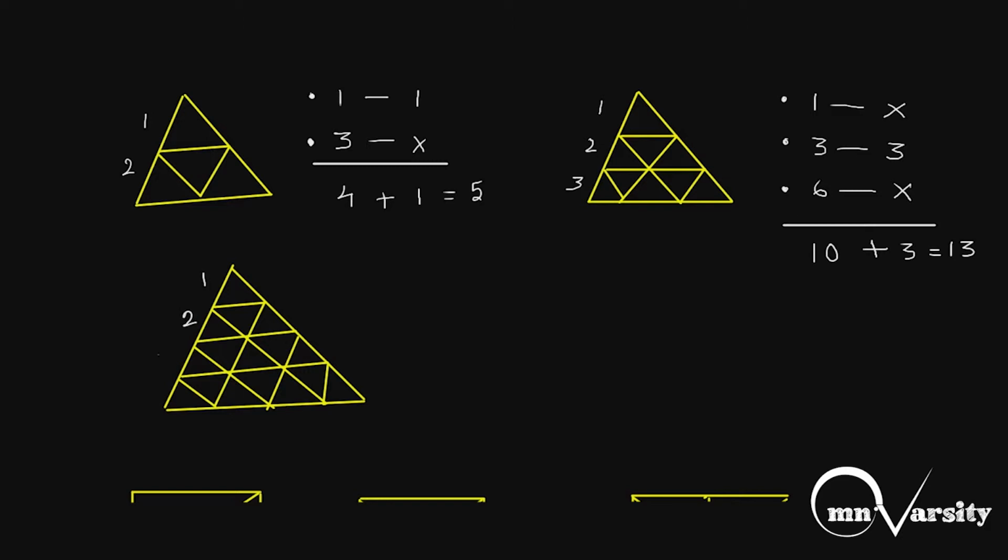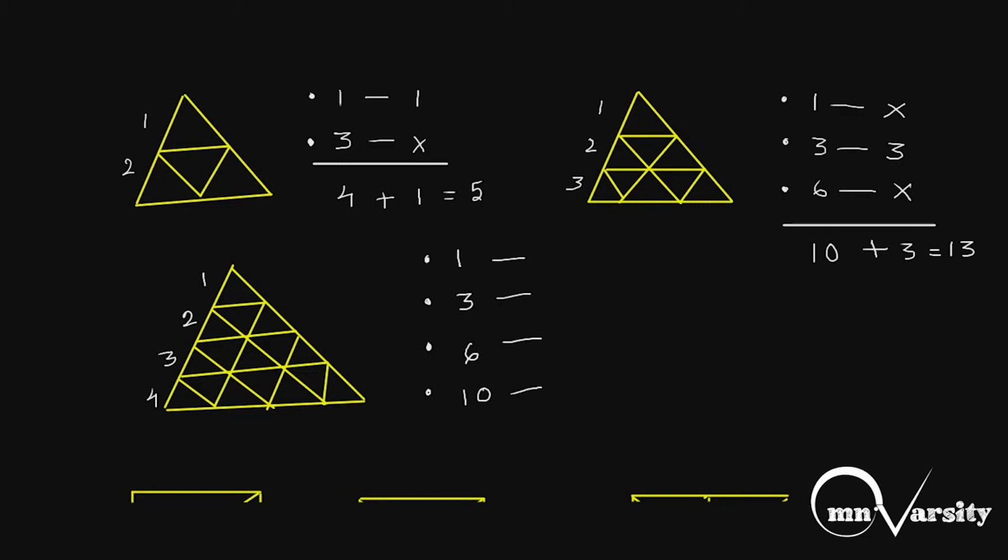1, 2, 3 and 4. Since there are 4 divisions, I am going to put 4 dots here. For the first dot, I am going to put 1. In the next dot, I am going to do 1 plus 2, which will give me 3. In the next dot, I am going to do 1 plus 2 plus 3, which is going to give me 6. And for the next one, I am going to do 1 plus 2 plus 3 plus 4, which will give me 10.